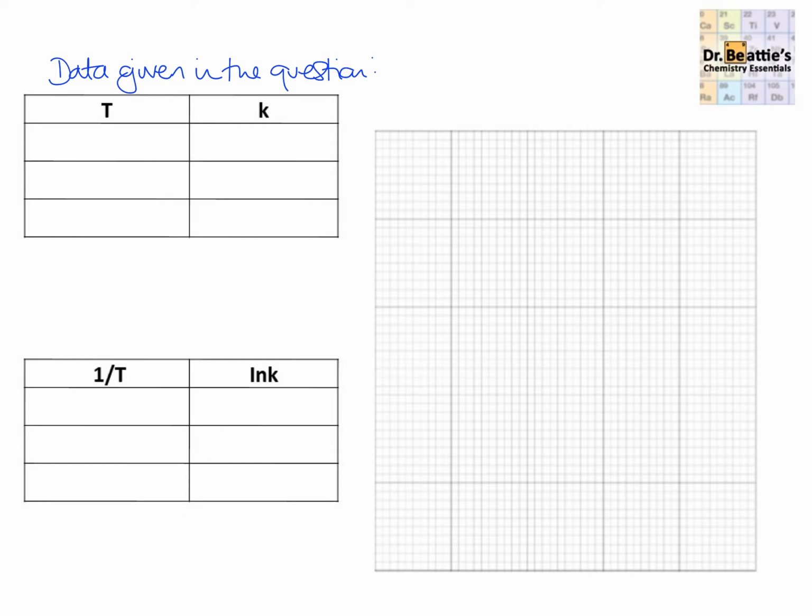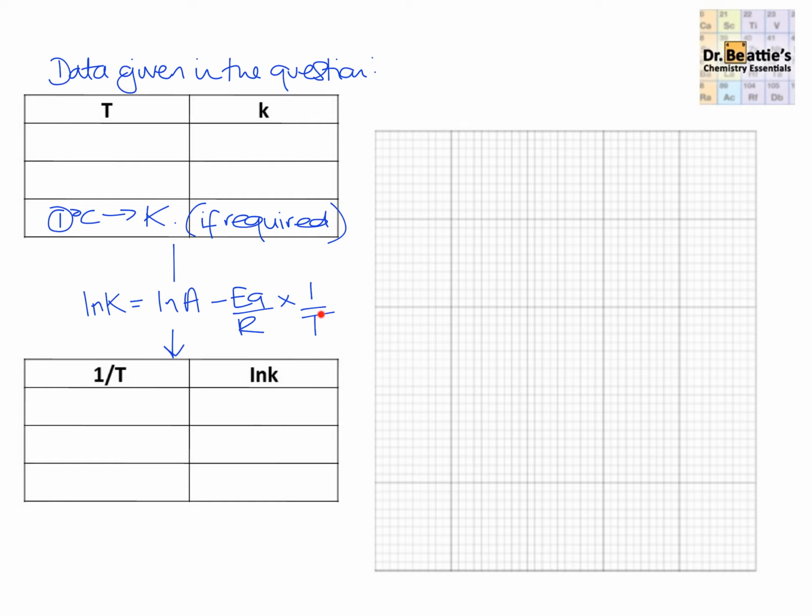constant K. Now, the temperature can either be given in Kelvin or degrees Celsius. So obviously if you're given it in degrees Celsius, we need to get this into Kelvin. The next step is then to get this into a form that works in a line graph. And this is the equation that we're trying to fit it to.